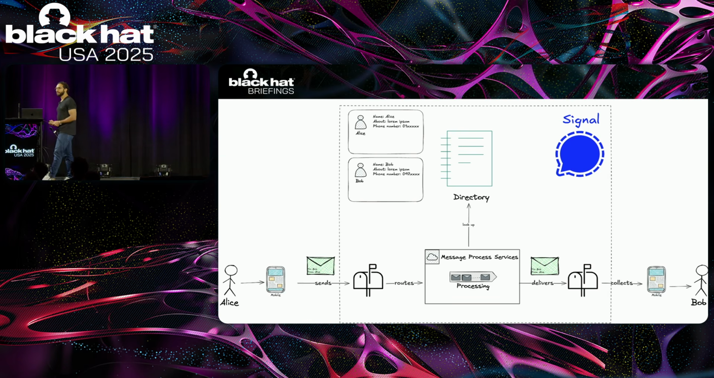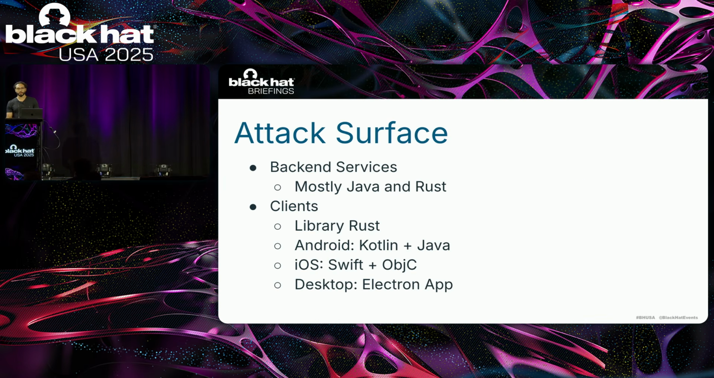Usually Signal and messaging applications will have a directory to look people up, so you can look people up by phone number, usernames, and also their name and their profile picture, to give you a good user experience. From this diagram, we can start to understand the attack surface. So there are some servers, there are some clients, a typical application. The servers in Signal are mostly just Java and Rust, not a lot of C++, almost none, so a very small attack surface.